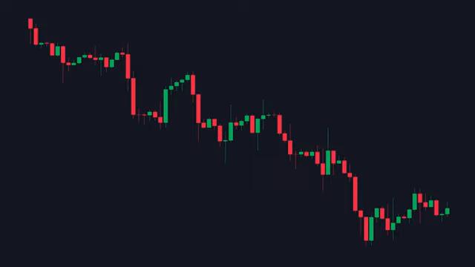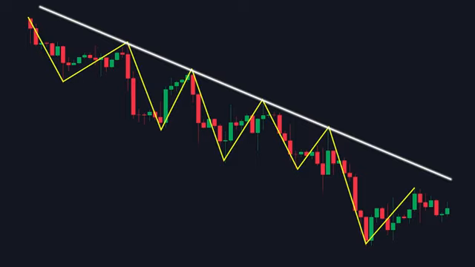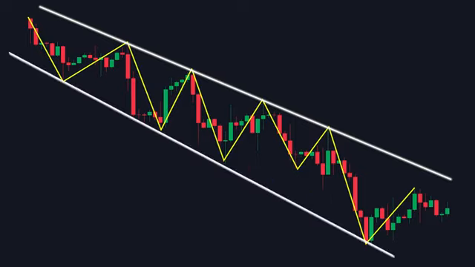So, during a downtrend, price typically forms lower highs and lower lows. To draw a trend line, you connect the swing highs above the price to outline resistance, or the swing lows below the price to outline support.